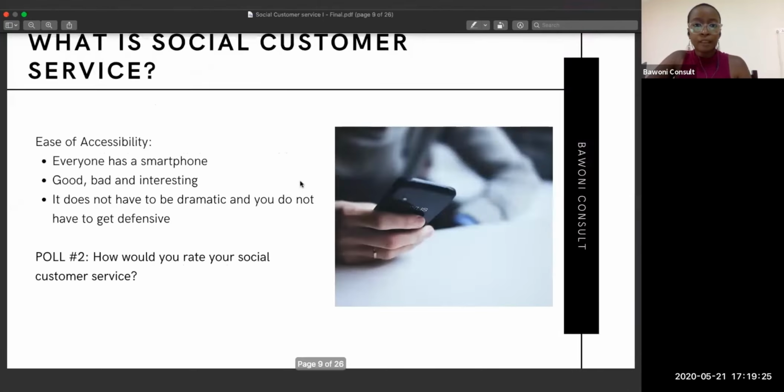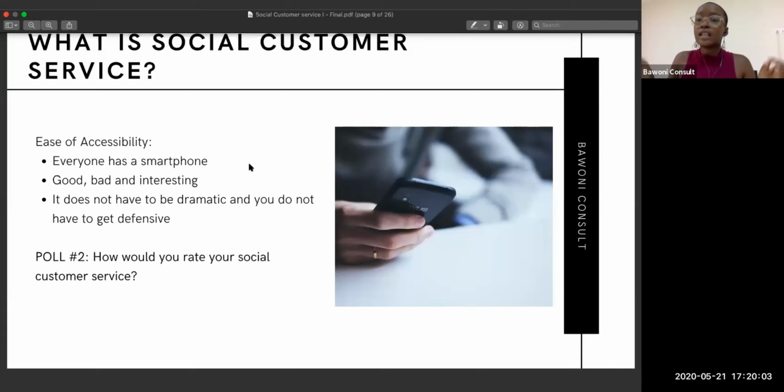Okay, another reason that social customer service is very important is ease of accessibility. Like I said, everyone has a smartphone, a laptop, a tablet, so they can easily just go on their phone and provide negative or positive feedback. In the past, it was a bit more difficult, because if you didn't have a smartphone, you would have to wait till you got home and then maybe get on your computer or laptop. All those steps made it more frustrating for a customer to go and post online. It was more labor intensive.